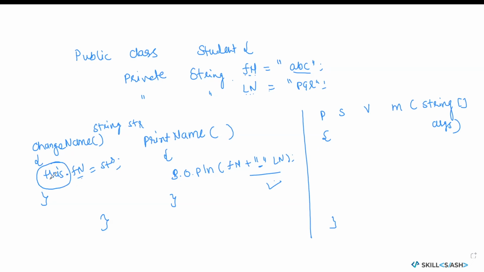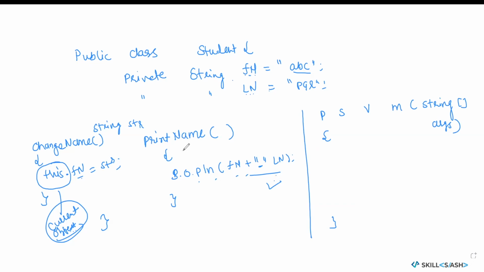When I say this, that means this is a keyword which will refer to the current object. Whatever the object you have created, for that this will be used. So in case you have created multiple objects, the multiple names you can reset, and first name and last name you can set for that object. If I do just system.out.println, it will do that.